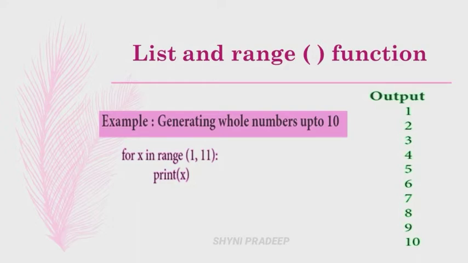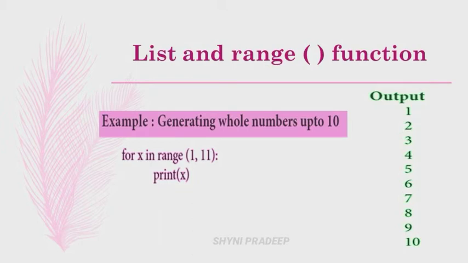So here we are using range function, which means for loop, for x in range 1, 11. We have to generate the list of values up to 10, which means whole numbers. So initial value is 1 and last value is what? 11. Last value means 11 minus 1, 10. You have to generate the whole numbers up to 10, so you have to give the last value 11.